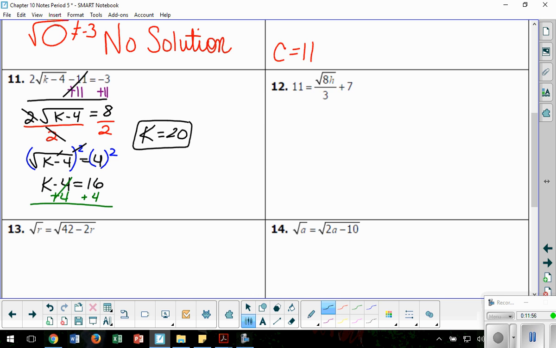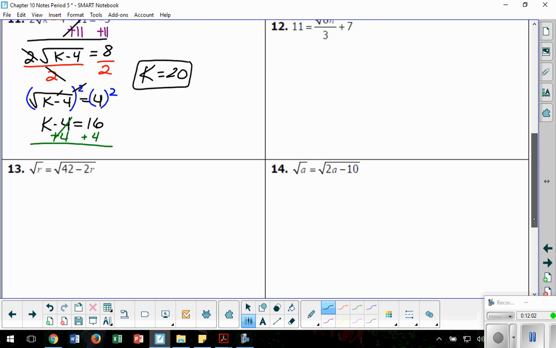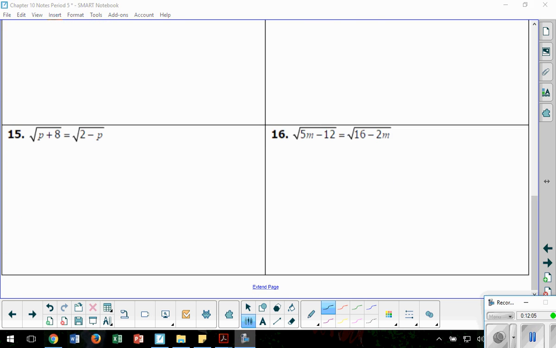Okay, last one, 15. Alright, so for 15, because these square roots are both isolated on either side, how do we undo square roots? Square. So we square both sides. And we are left with p plus 8 equals 2 minus p. So how do we actually solve for p?